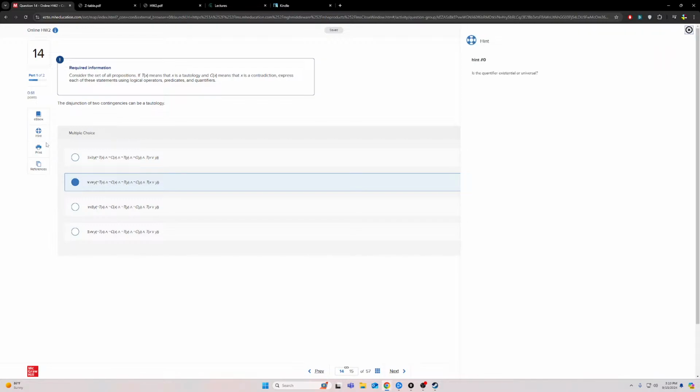How does a hint work? Hint 0 is: is it a quantifier, existential or universal? I don't... Duh. That's not helpful. It's a quantifier, existential or universal. That's the question, isn't it? That's what I'm trying to figure out.